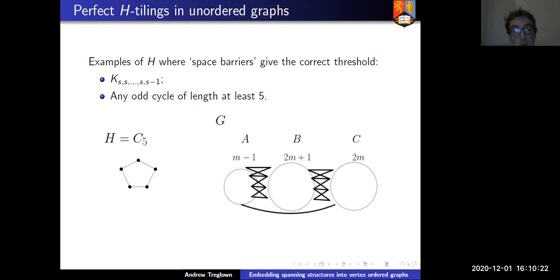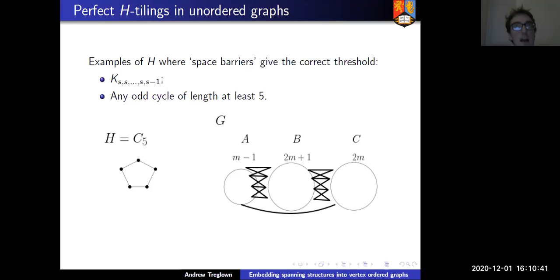But we need m copies of C5 to perfectly tile G. So that's why we call it a space barrier: we run out of space. We need more space in A. It's not some divisibility barrier or something. It's just that we run out of space in G.